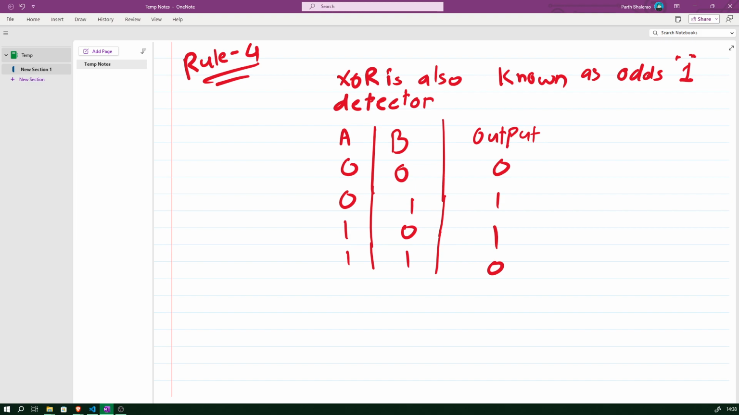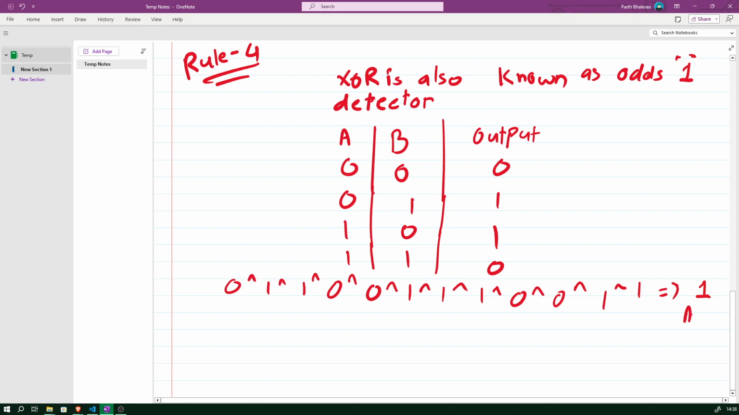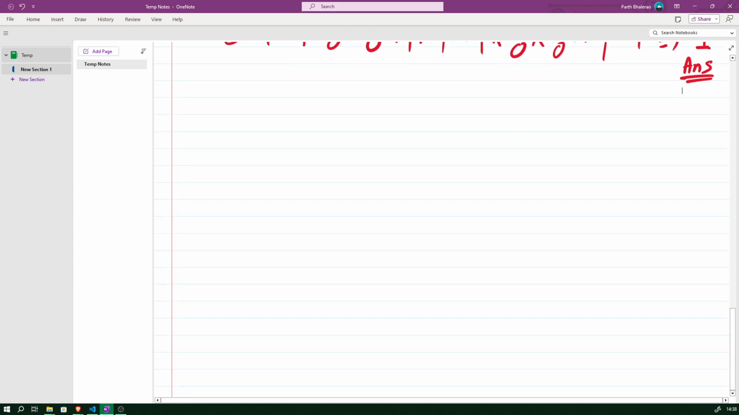So suppose there is a long chain 0 XOR 1 XOR 1 XOR 0 XOR 0 XOR 1 XOR 1 XOR 1 XOR 0 XOR 0 XOR 1 XOR 1, and you are asked the answer. So simply what we will do is count the number of ones. So 1, 2, 3, 4, 5, 6, 7. So there are an odd number of ones, so the answer is going to be 1. Okay. So XOR is also known as odds 1 detector. So this was rule 4.